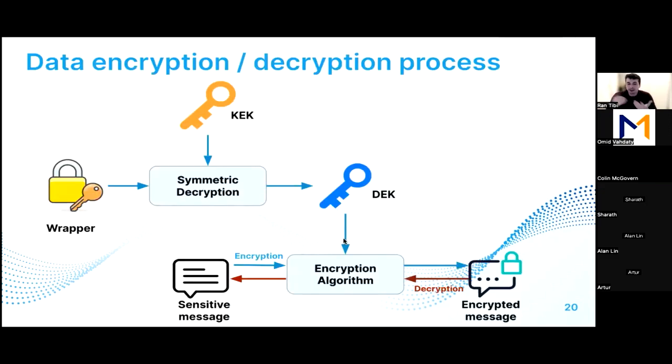And from the application perspective, this is how it looks. The first thing that the application does is it gets the wrapper, decrypts it using the KEK, and then the application has the DEK in the memory. Once the application has the DEK in the memory, it can encrypt the data or decrypt the data as it did before.